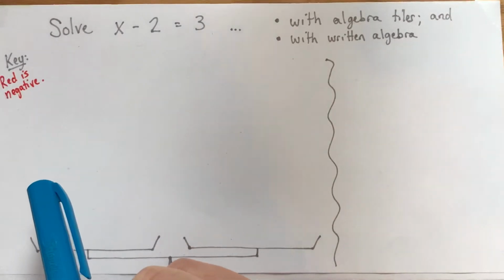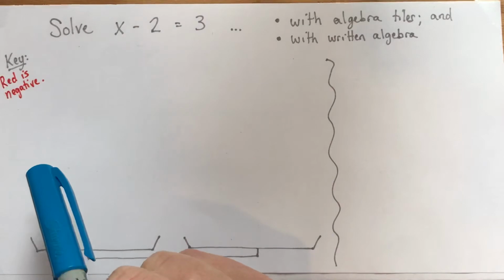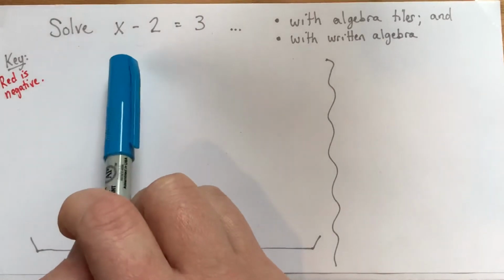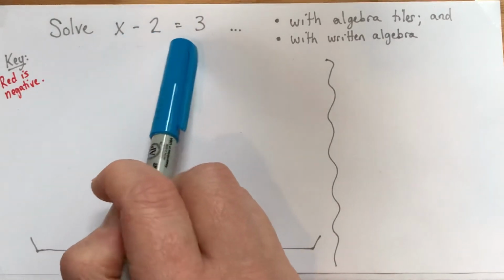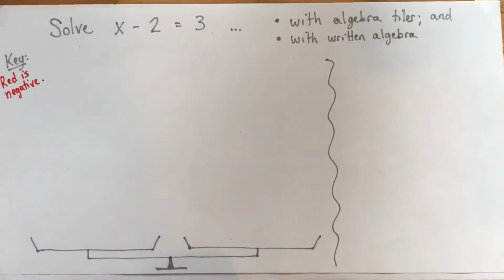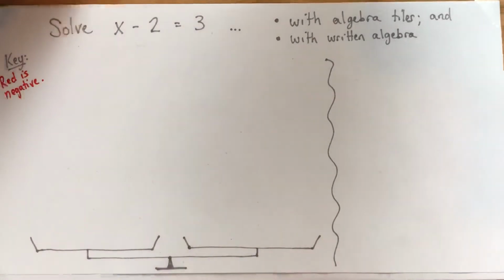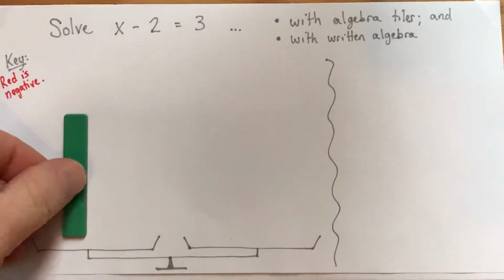And you may know the solution in your head already, or you may not. Either way is fine. But first what we'll do is we'll represent this with algebra tiles. So my key here for the algebra tiles I'm going to be using, and for the sort of routine that I'm into, I use red to represent negatives. So I'll use one variable tile for my x.